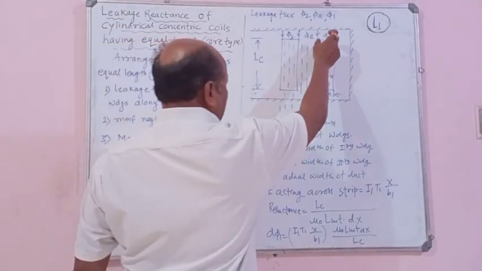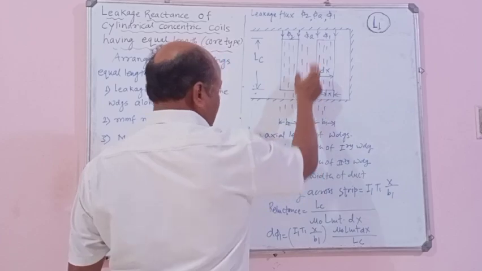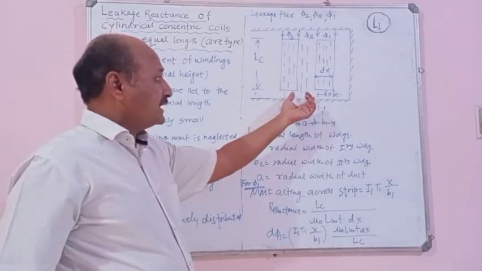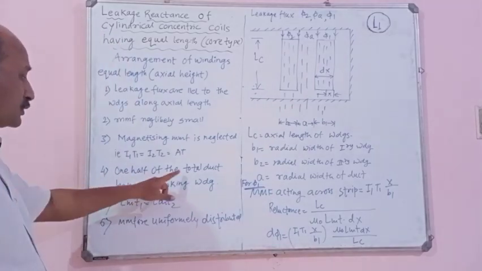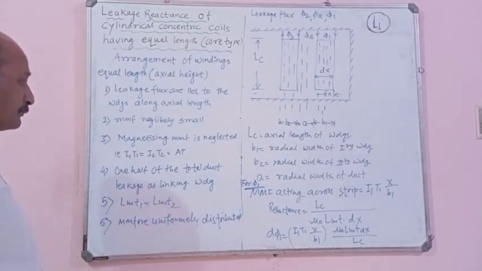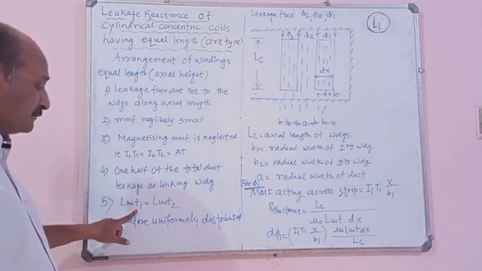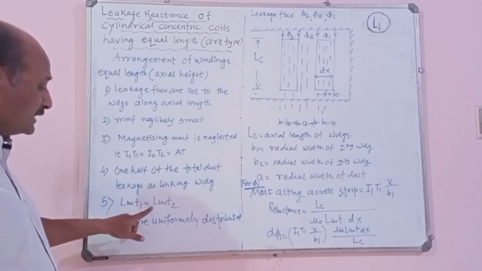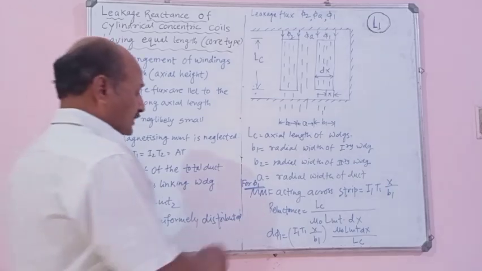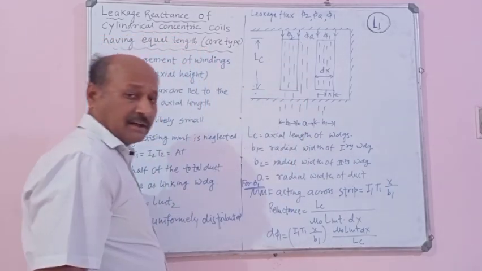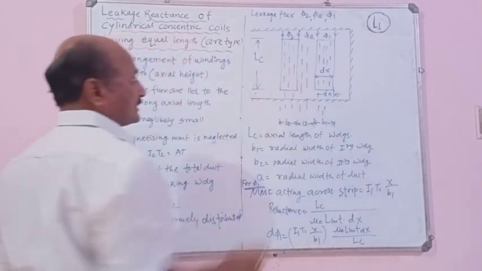So this one is the primary leakage flux, this one is the secondary leakage flux, and this one is nothing but the duct. What is this? Phi A is nothing but the leakage flux of the duct. So one half of the total duct leakage flux links each winding. Then the mean length of turn of the primary winding equals the mean length of turn of the secondary winding. Then MMFs are uniformly distributed through the primary, secondary as well as in the duct.